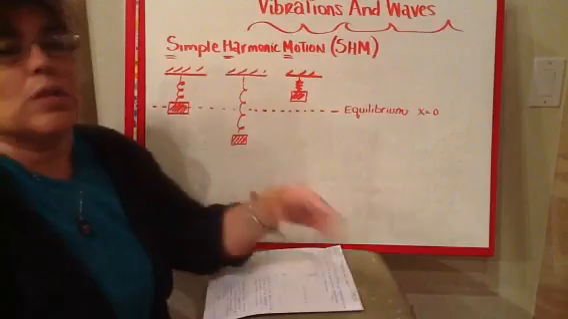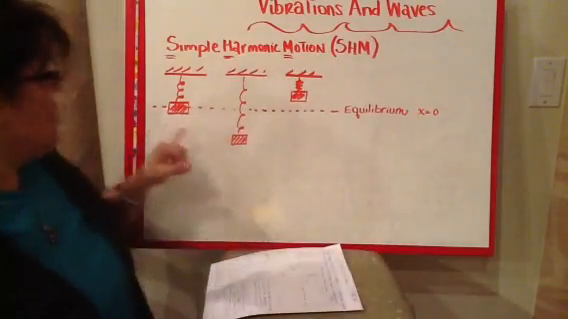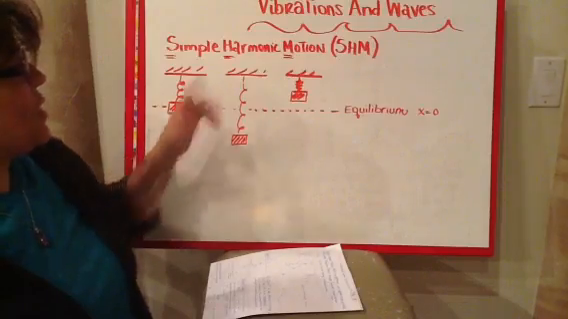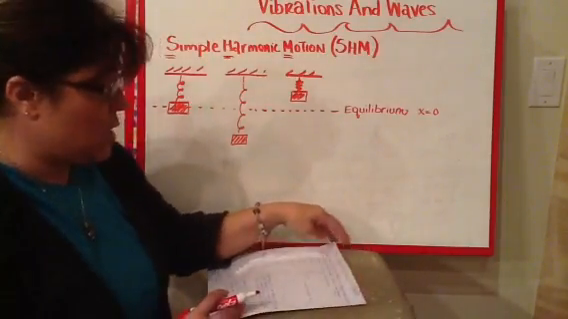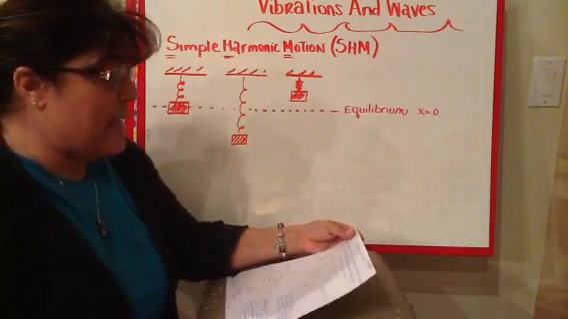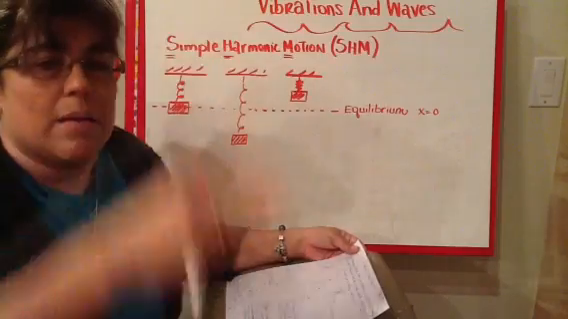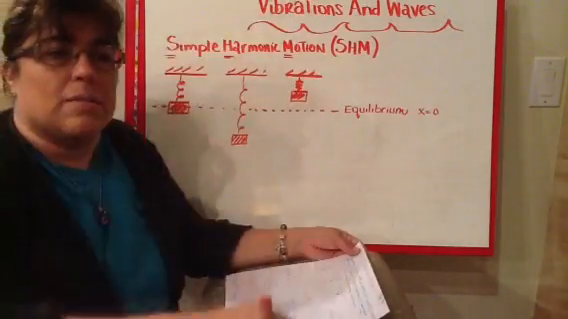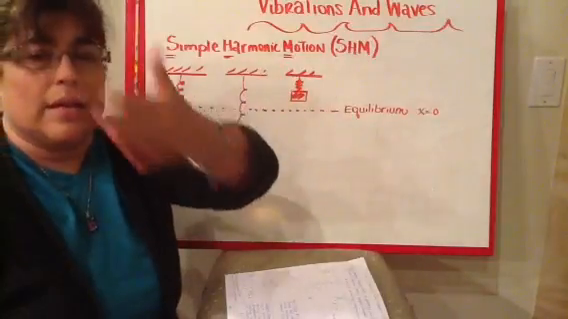Simple meaning we're only going to have one object that's going to be attached to a spring. So we're going to have a mass on a spring. Harmonic meaning that it's going to be a repetitive motion. So what we're going to be looking at is periodic or repetitive motion. So over time, we're going to be talking about something that's going to be going up and down like this, or something back and forth like this.